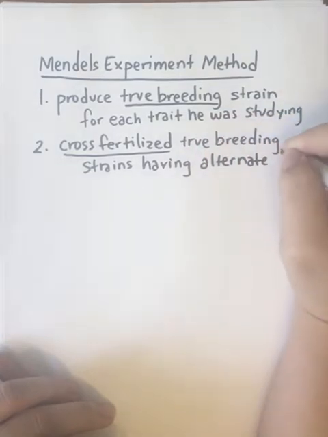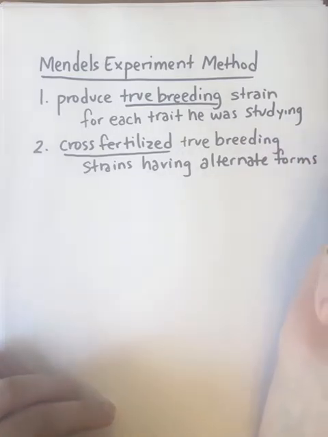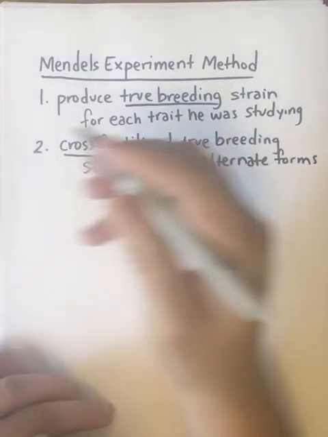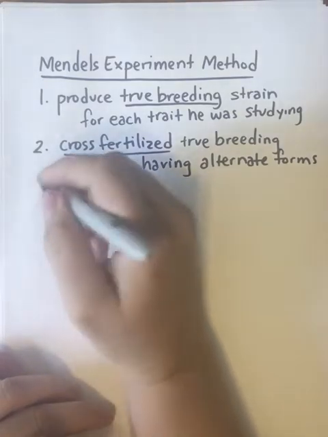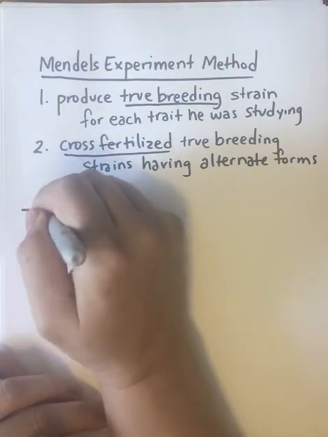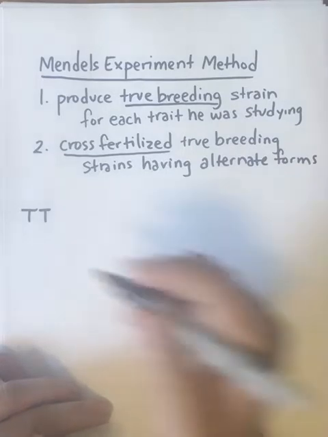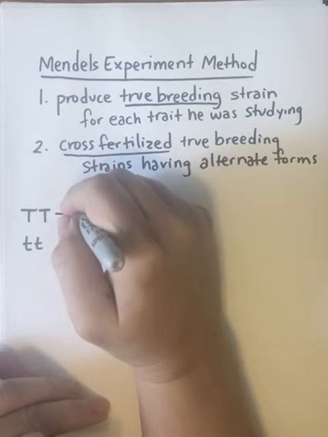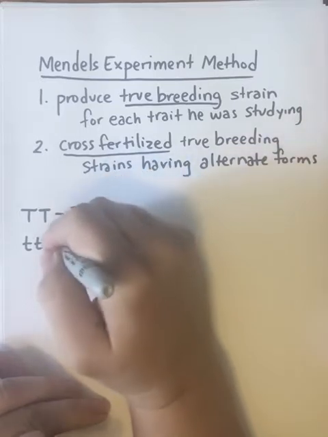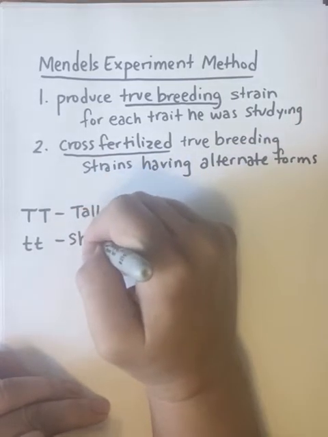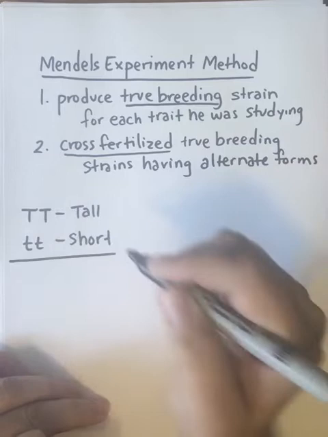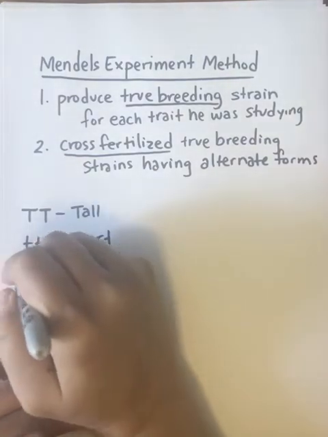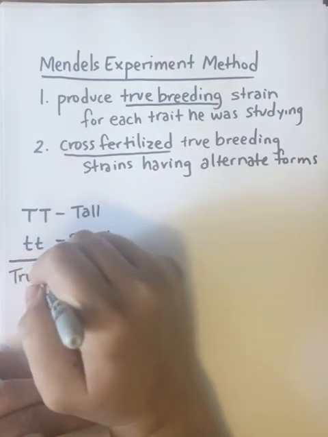These have to have alternate forms. So the example I'm using is a true breeding strain. We're going to cross a tall plant, which is a true breeding strain, with a short plant. So this is going to be a tall pea plant and this one's going to be a short pea plant. Now both of these, when they're self-fertilized, are going to be true breeding strains.